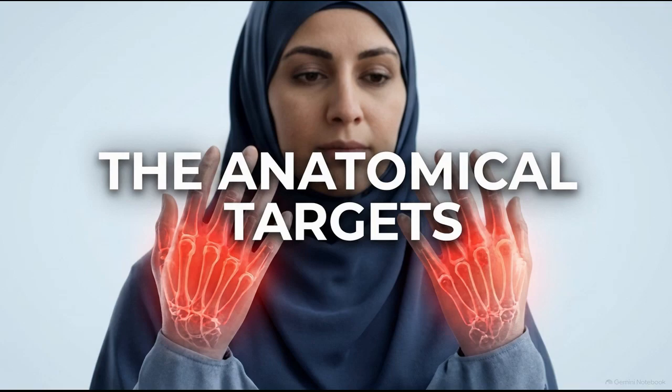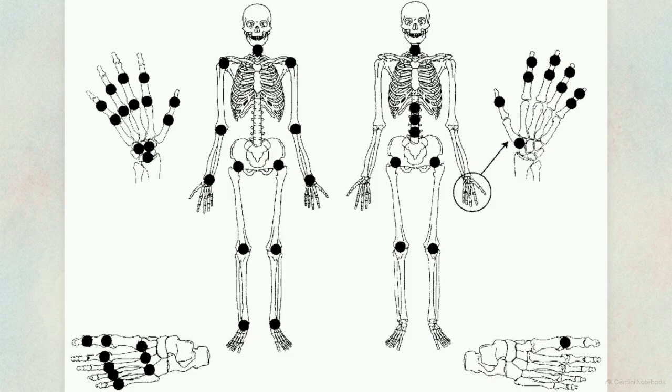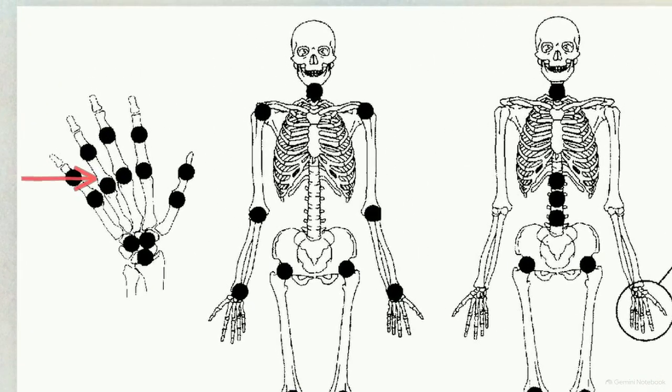Consider a female patient presenting with established rheumatoid arthritis. The inflammatory process aggressively targets specific small joints in her hands. Looking at this skeletal diagram, we see the exact high-frequency involvement pattern of the disease. The damage concentrates at the metacarpophalangeal, or MCP, joints, the proximal interphalangeal joints, and the wrists.